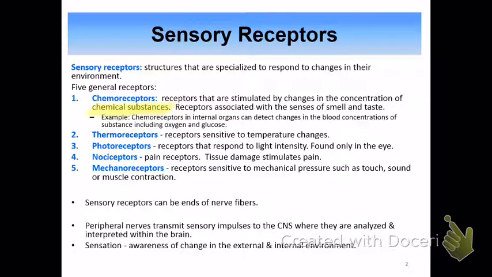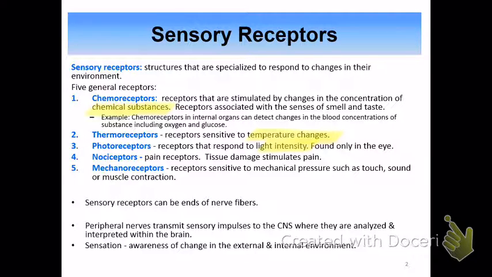Okay, so that would be the example of, it says chemoreceptors in internal organs can detect change in blood concentration of oxygen, but anything. So oxygen, blood glucose, sodium, potassium. So you have receptors in your body that help you maintain that homeostasis, right? Okay, thermoreceptors are going to be change in temperature. You want to pick out chemical, thermoreceptor, change in temperature. Photoreceptor, change in light. So make sure you know photo is change in light.